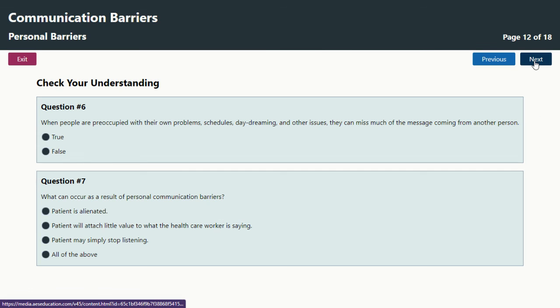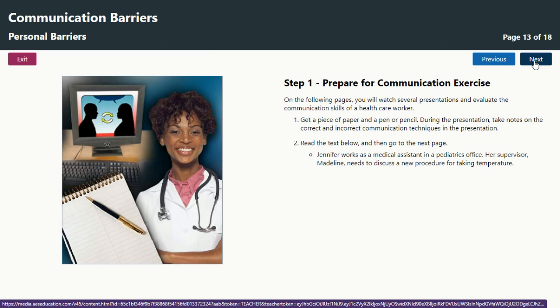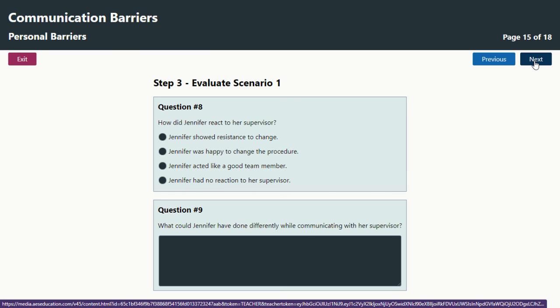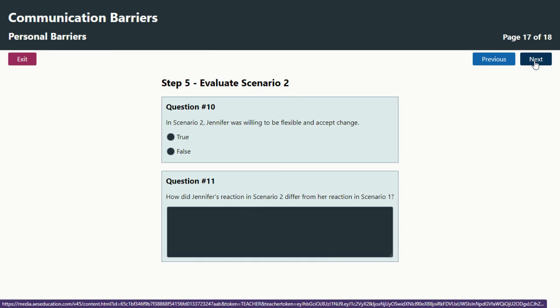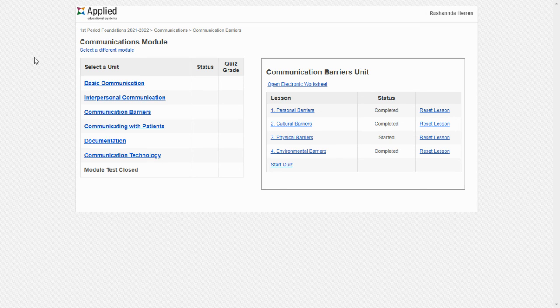I thought. Lesson summary, I guess it wasn't on this one. I thought I was missing something. Anyway. So for the rest of these, physical and environmental, there was nothing on the test.